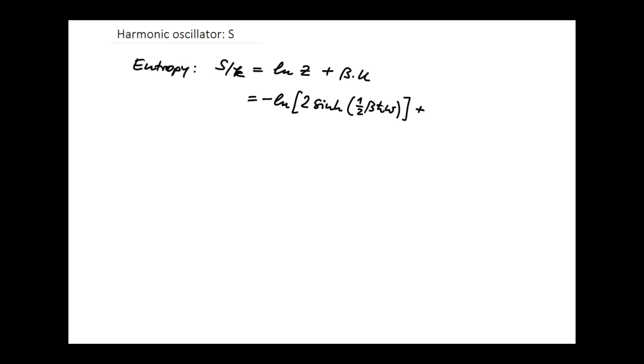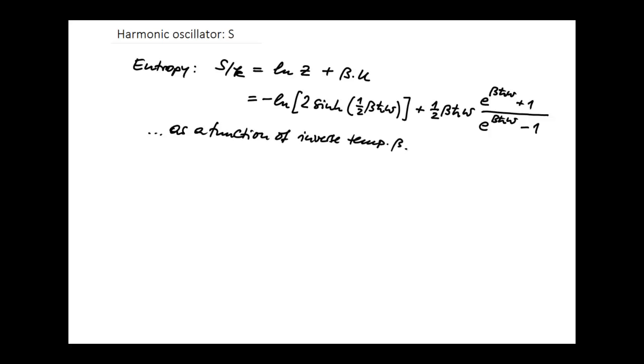And then for the internal energy, we had 1/2 h bar omega, and now this is multiplied with a beta, so we have beta h bar omega, and then we have this ratio e to the beta h bar omega plus 1 and e to the beta h bar omega minus 1. So this is the entropy as a function of temperature.